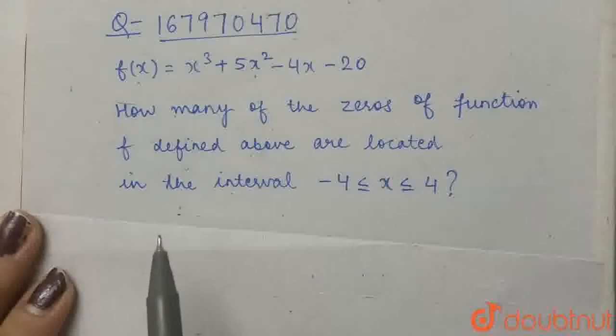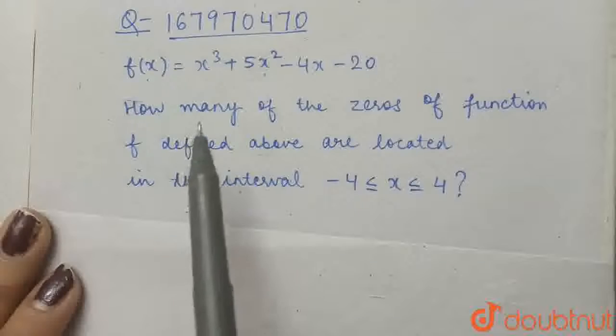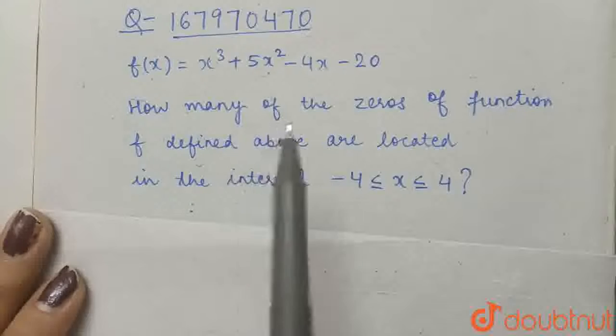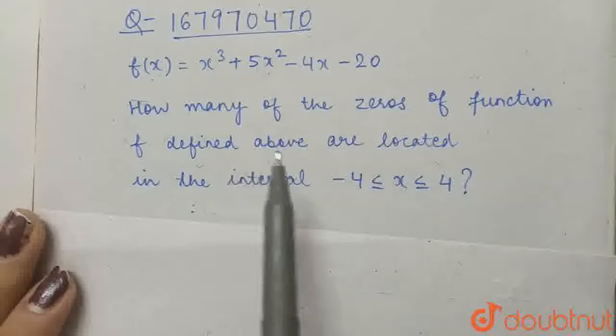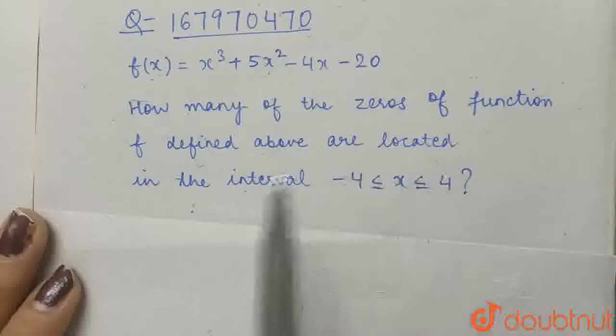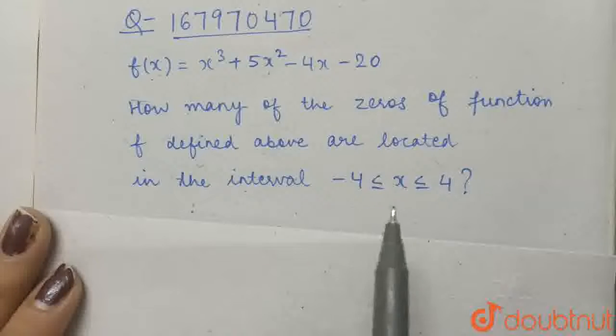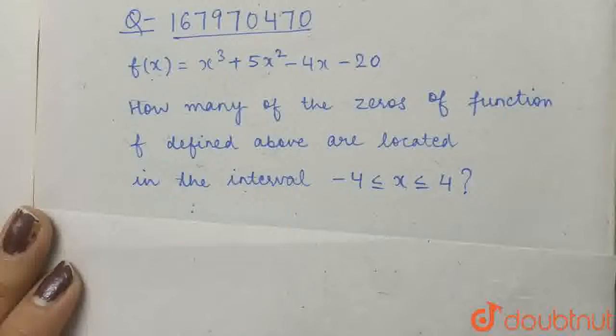Our question is, if f of x is equal to x cube plus 5x square minus 4x minus 20, how many of the zeros of function f defined above are located in the interval minus 4 less than or equal to x less than or equal to 4?